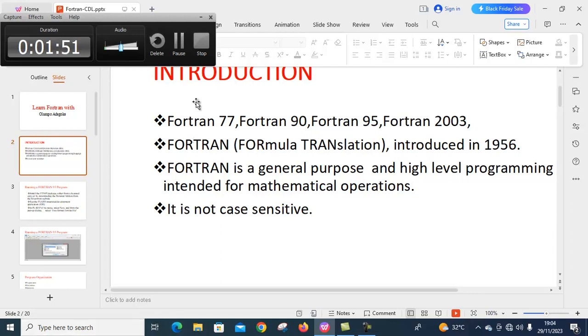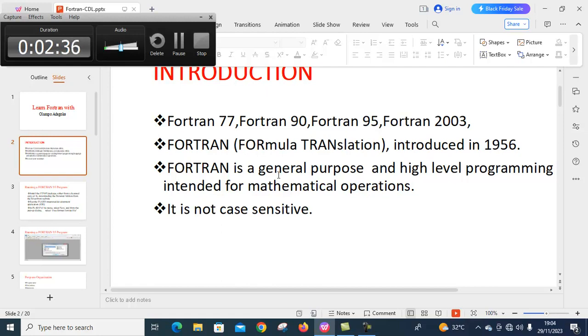We have Fortran 77, Fortran 90, Fortran 95, and there is also Fortran 2003. The world is growing every day, so it's all about progress. There are some syntax rules that only apply for Fortran 77, which you may not be able to see in the other Fortran programs.